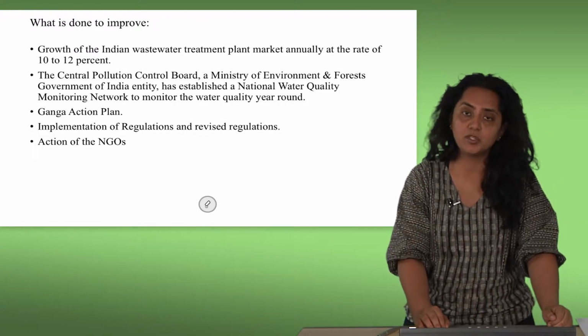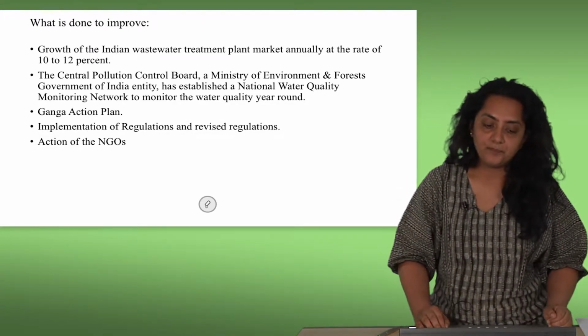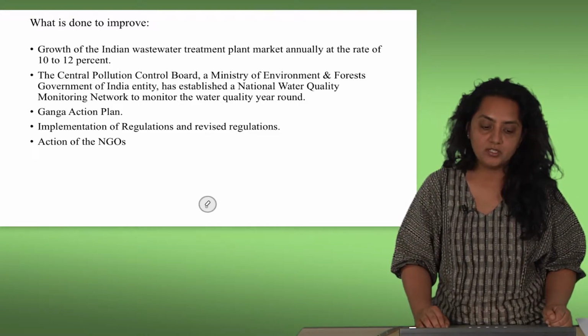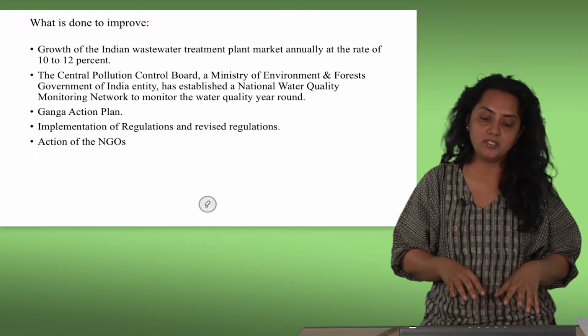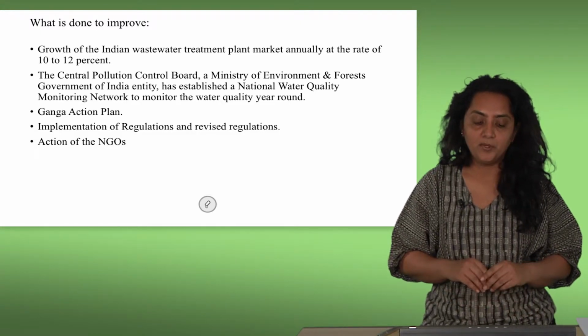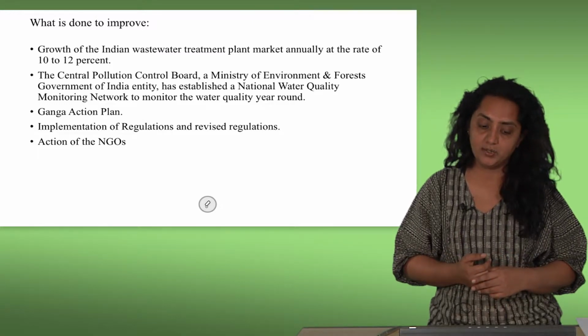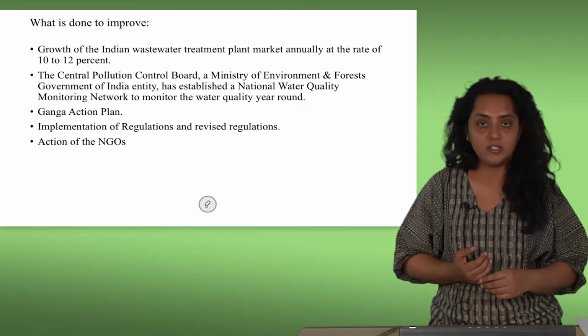Finally, what is being done to improve? There is growth of the Indian wastewater treatment plant market annually at the rate of 10 to 12%. The Central Pollution Control Board, a Ministry of Environment and Forests, Government of India entity, has established a national water quality monitoring network to monitor the water quality year-round.